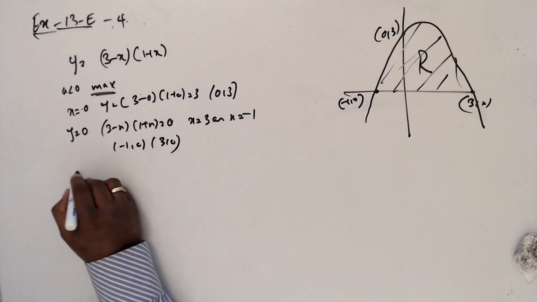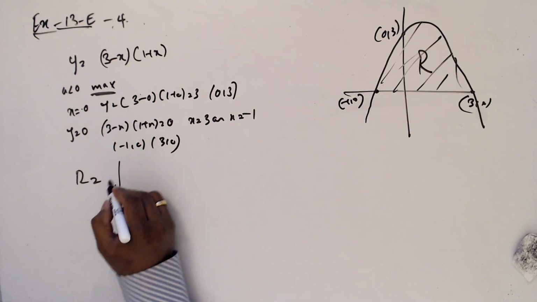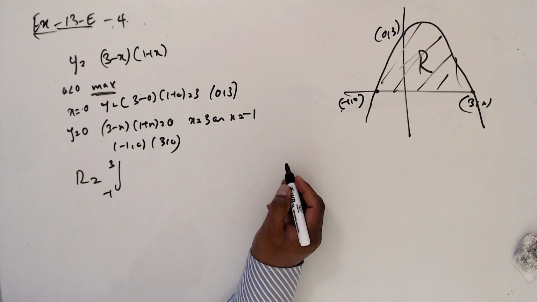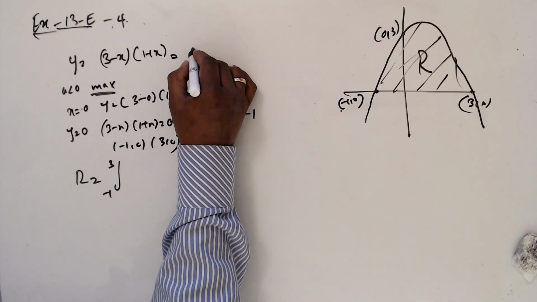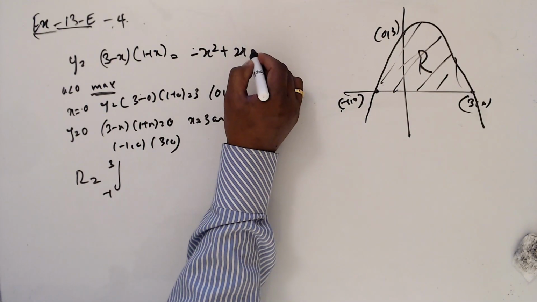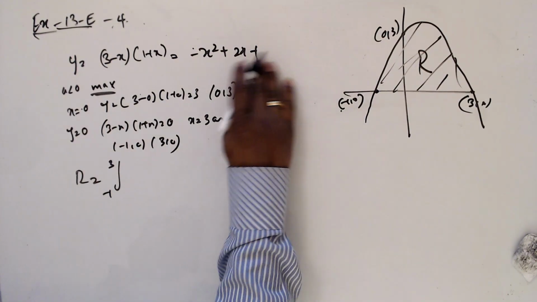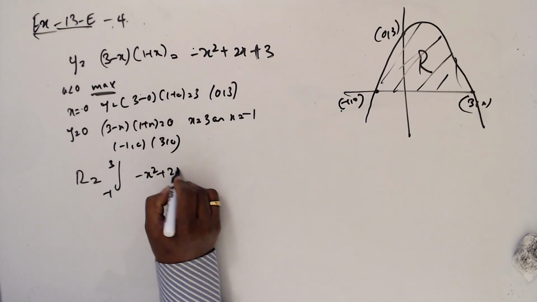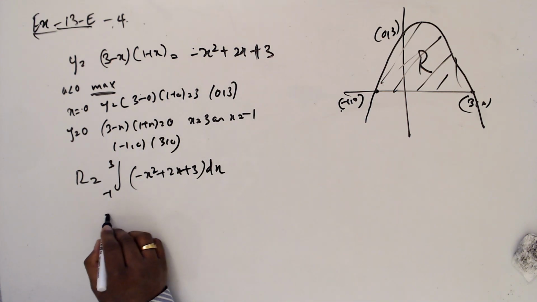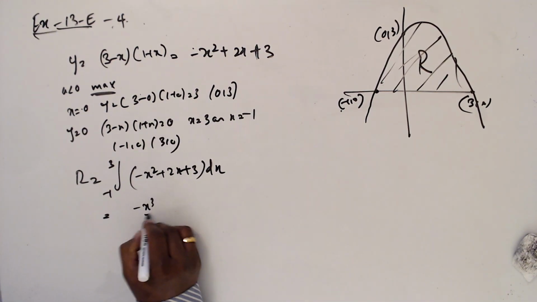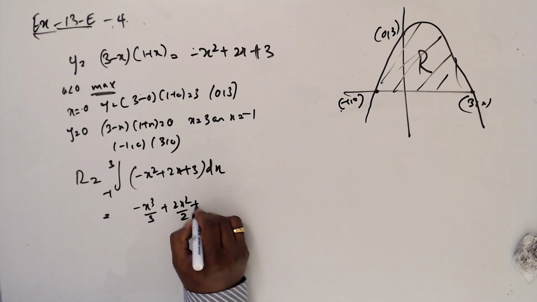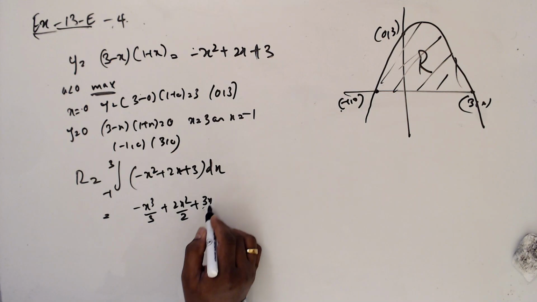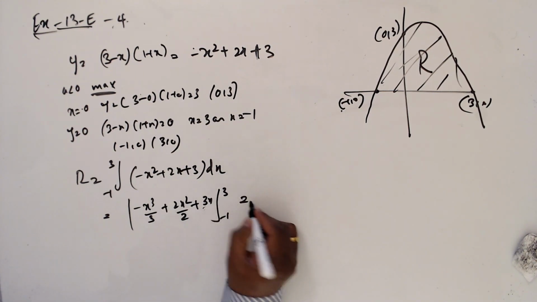Let's say R region. So you can find R by integrating minus 1 to 3. So that is the x limit. The expansion of those two, that is minus x square plus 2x plus 3 dx. So then we'll integrate minus x cube over 3 plus 2x square over 2 plus 3x. So minus 1 and 3, now we'll evaluate.